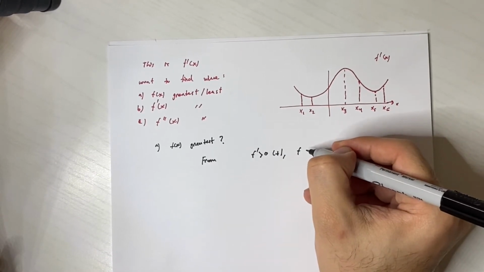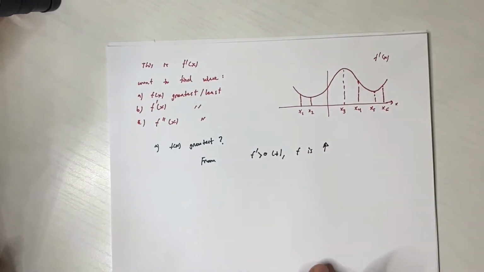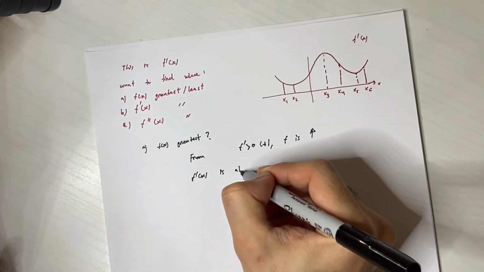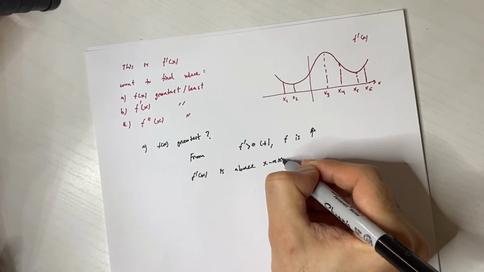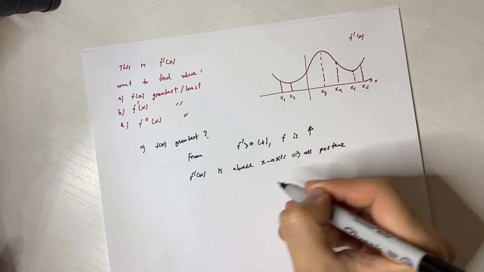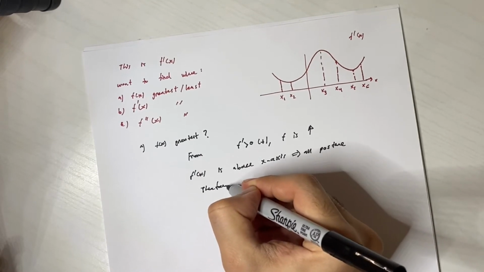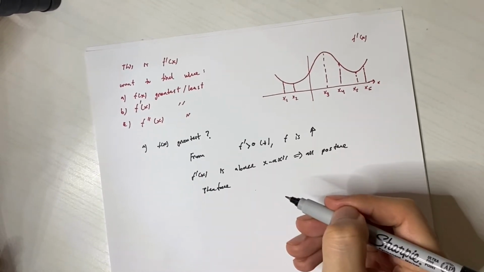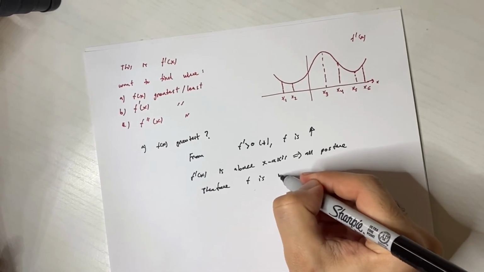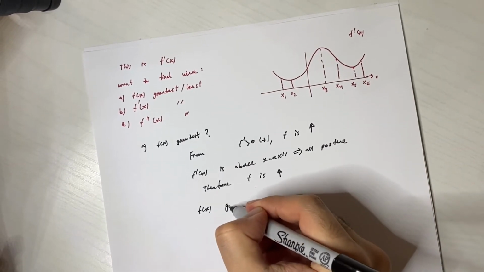when f is increasing. We notice here the first derivative graph, it's all above the x-axis, which means it's all positive. From this rule, it means that the function f is increasing. So the last point will be our answer, which will be the greatest point.